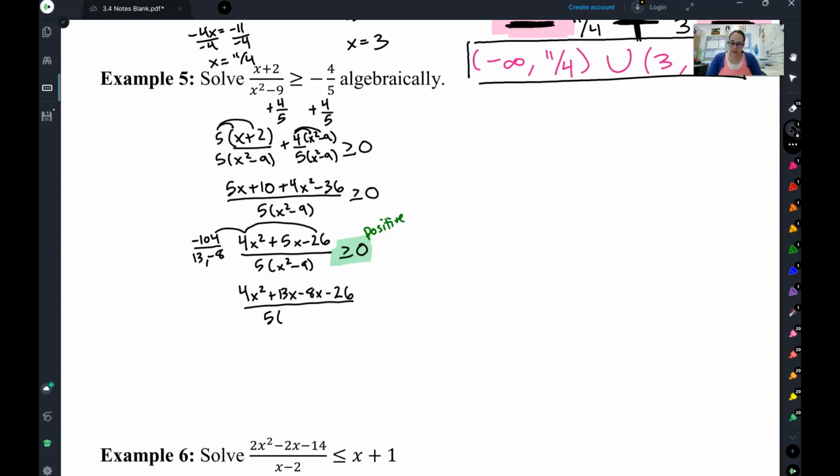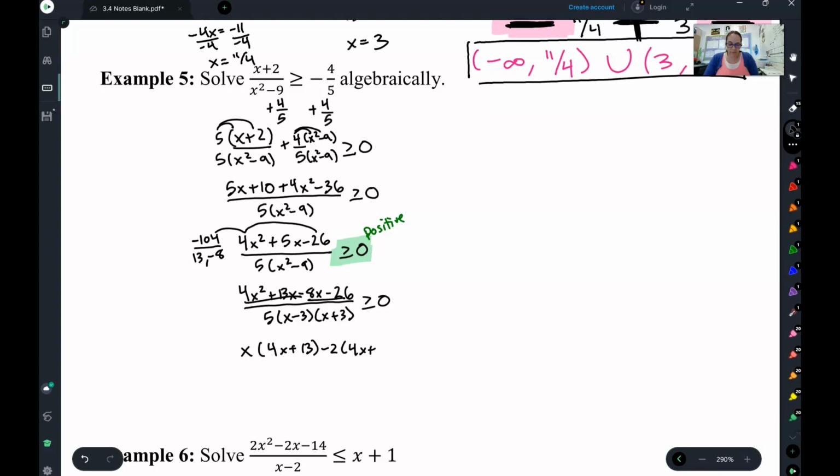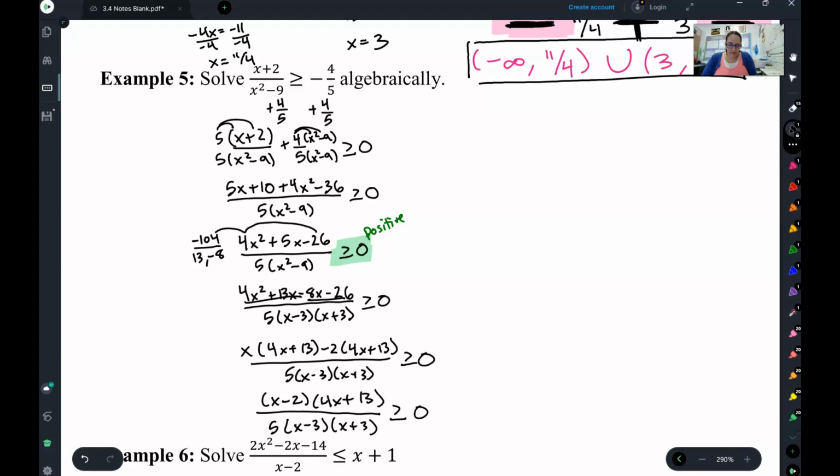And x squared minus 9, that's difference of squares, so I can factor that. Now I see, what do the first 2 things have in common? They have an x in common. What do the second 2 things have in common? They have a negative 2 in common. And now I can factor this as x minus 2, 4x plus 13, and 5, and x minus 3, and x plus 3. And that is step 3, factoring.